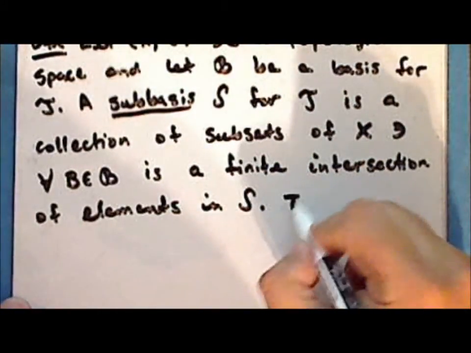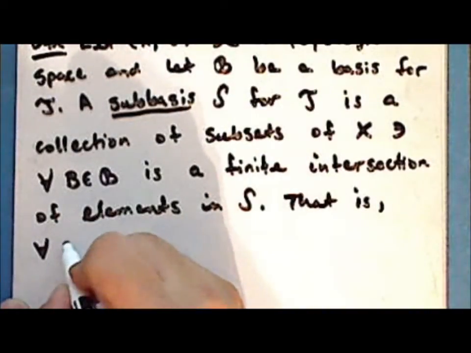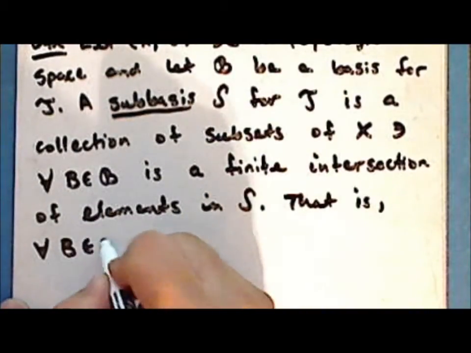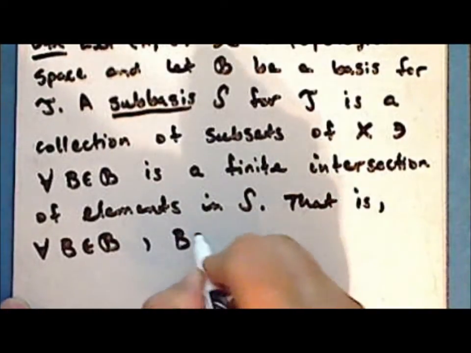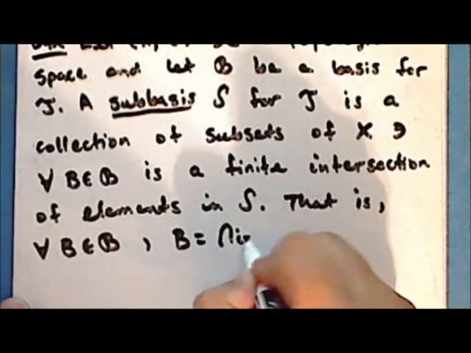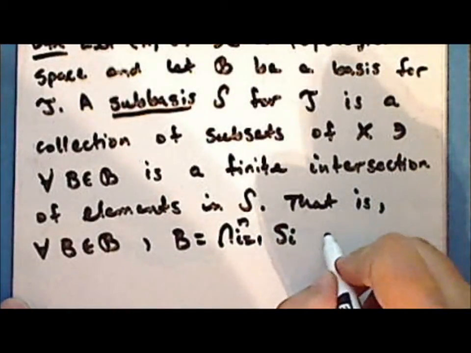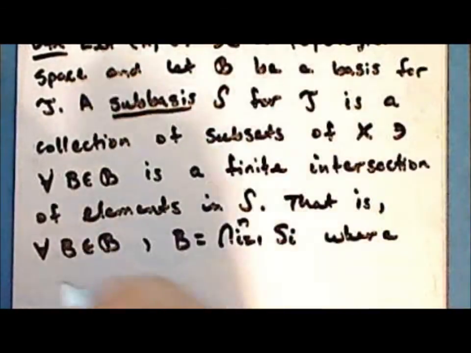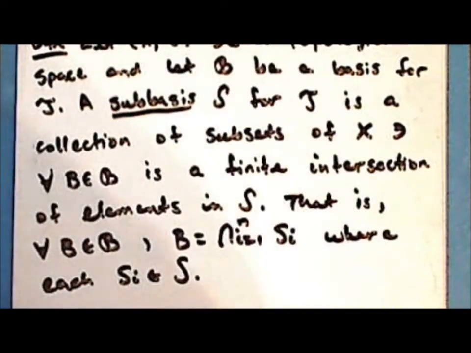That is, for every element B in the basis script B, B is a finite intersection of elements S sub i, where each element S sub i is in the collection script S.